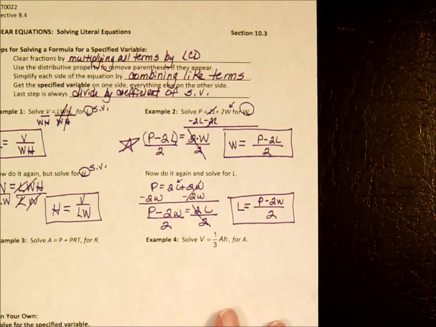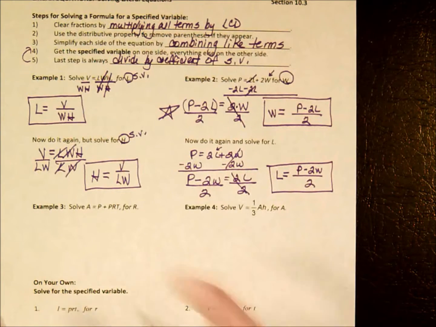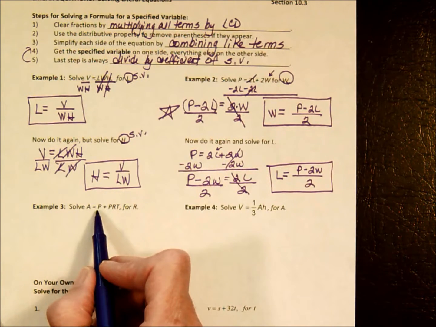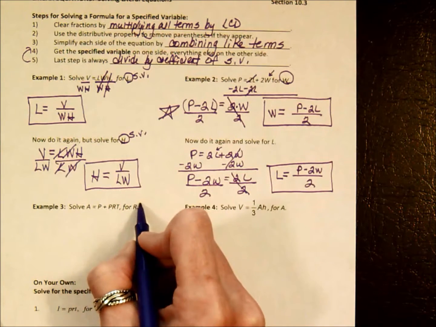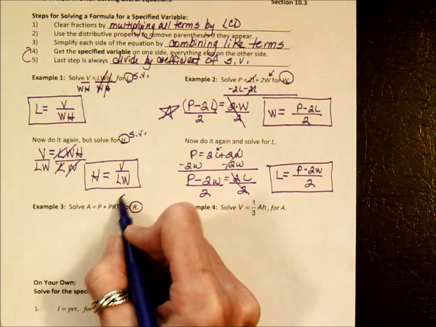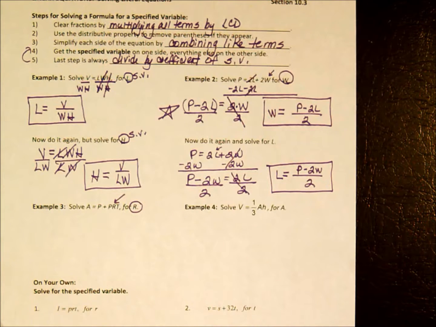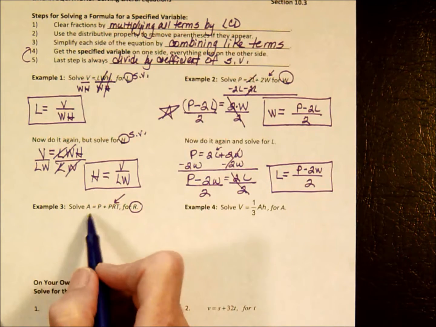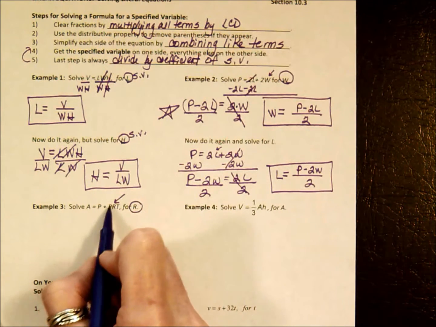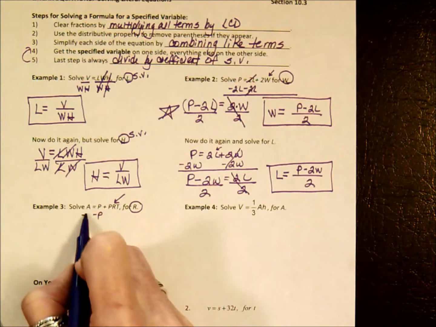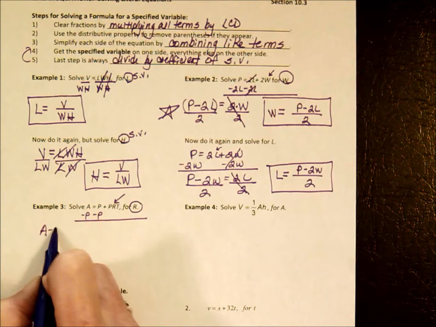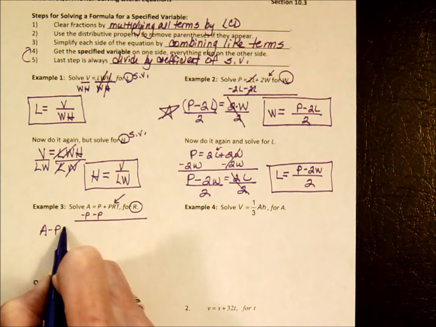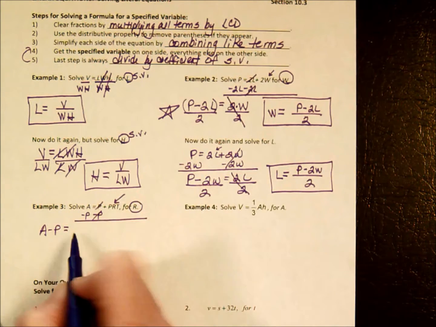All right, let's try another one. Example 3, we have A equals P plus PRT. We want to solve it for this specified variable, and there it is. So first thing we need to do is to get everything away from it. Well, this has been added, so I'm going to subtract a P. That gives me A minus P on the left equals PRT.